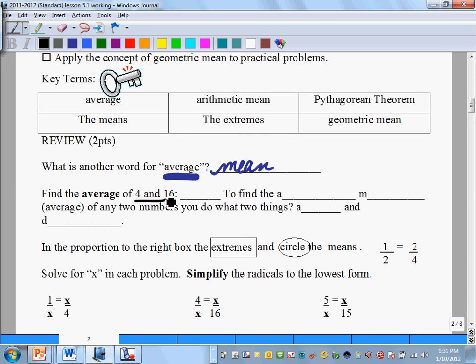When you find the average of 4 and 6, we got 10. That's called the arithmetic mean. There's more than one kind of mean. What you just did was the arithmetic mean. And to find that, you add and divide. To find the arithmetic mean, this is basic average, you add the two numbers, then you divide.